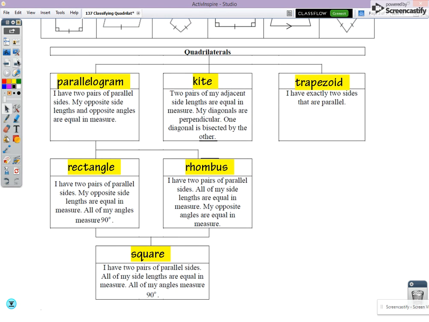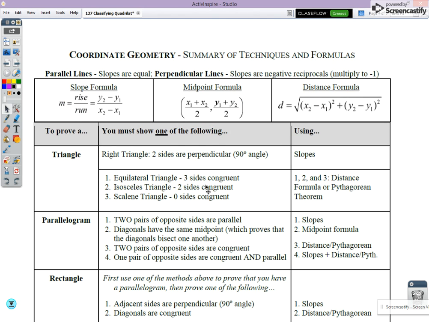The back of this worksheet is also going to be super helpful when we're doing these proofs because it's just a summary of everything that we've been talking about. We've got parallel lines, perpendicular lines, their criteria at the top, and the formulas that we're going to use. At the very top of the chart is triangles, which we just wrapped up. To prove that a triangle is a right triangle, you have to use the slopes to show that two sides are perpendicular. To prove something about the side lengths, we need the distance formula or Pythagorean theorem.